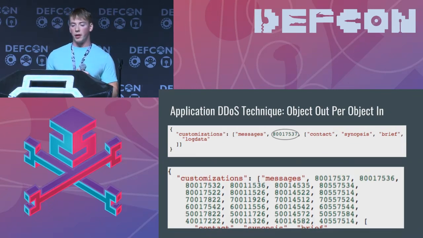So the idea being here that if we enumerate out more objects, if we send more objects in, maybe we'll see an increase in response size, an increase in response time.